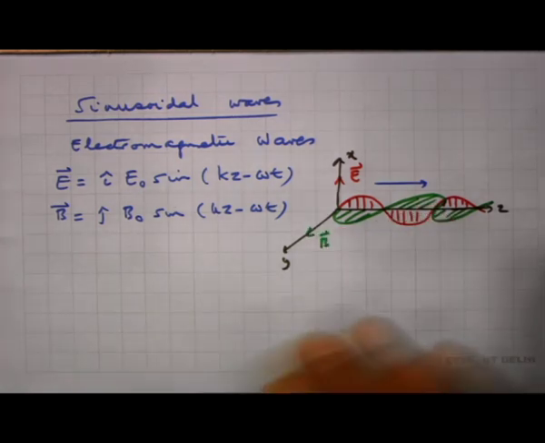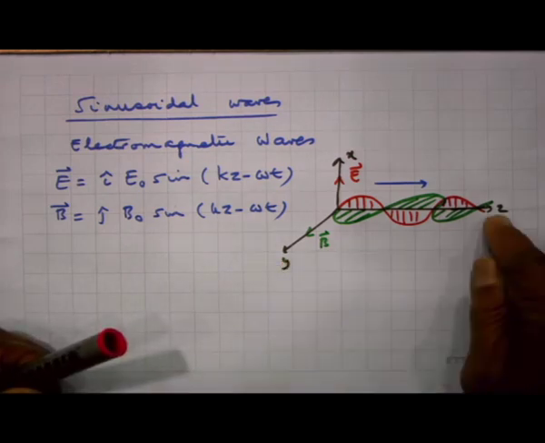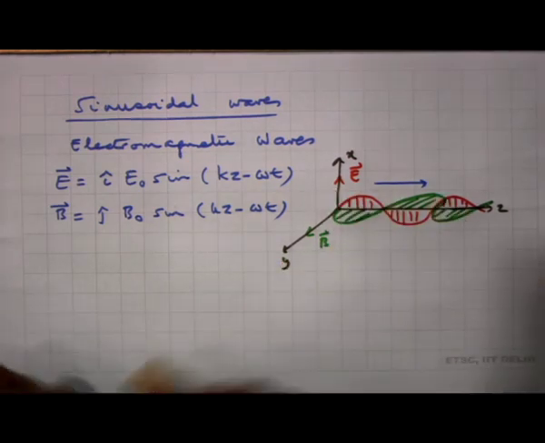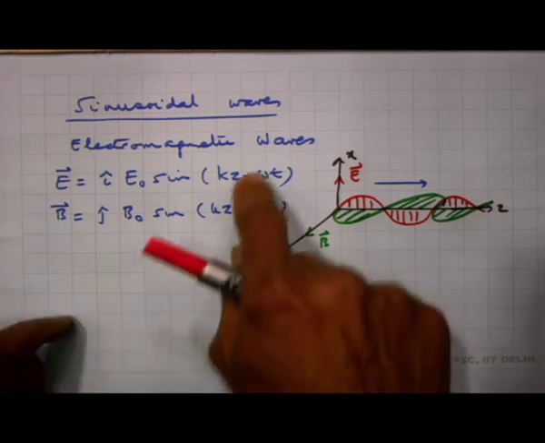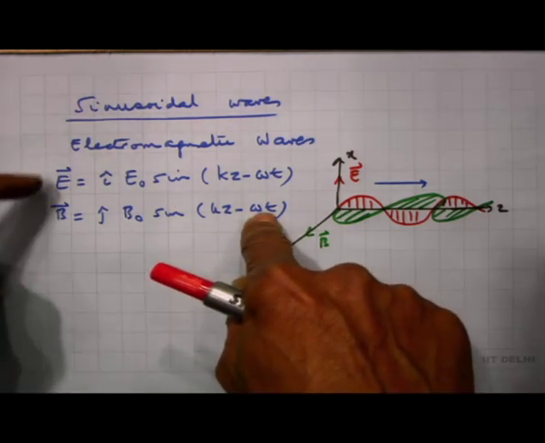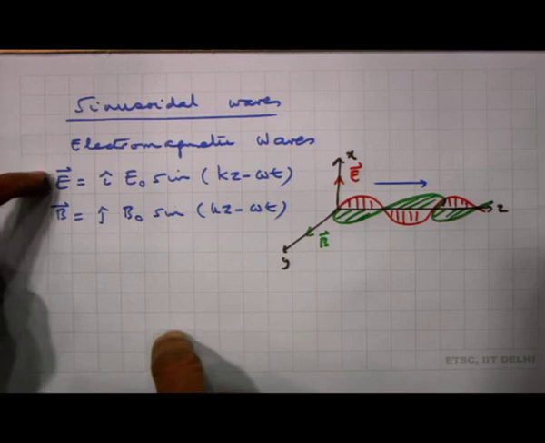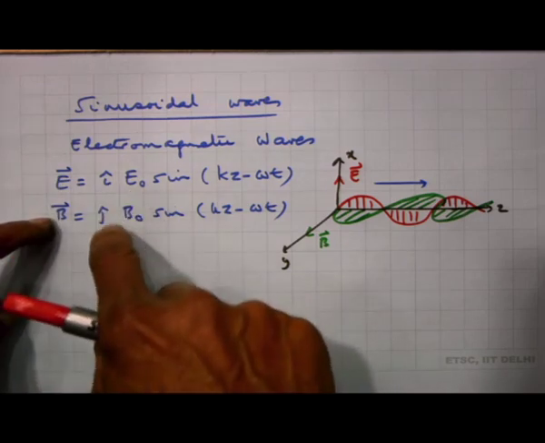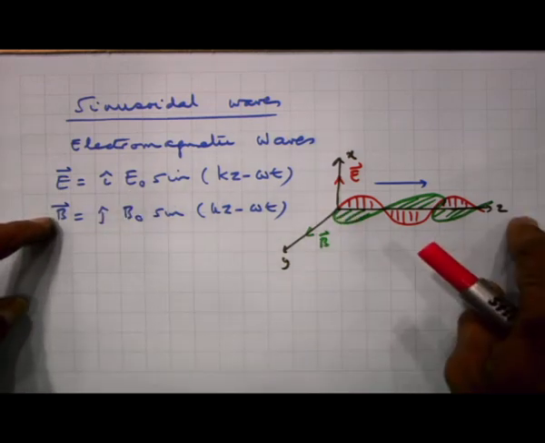So, the magnetic field is in the yz plane, and the electric field is in the xz plane. They are in phase, they are perpendicular to each other, and E cross B is nothing but i cross j, which is along the k cap direction, which is the propagation direction.